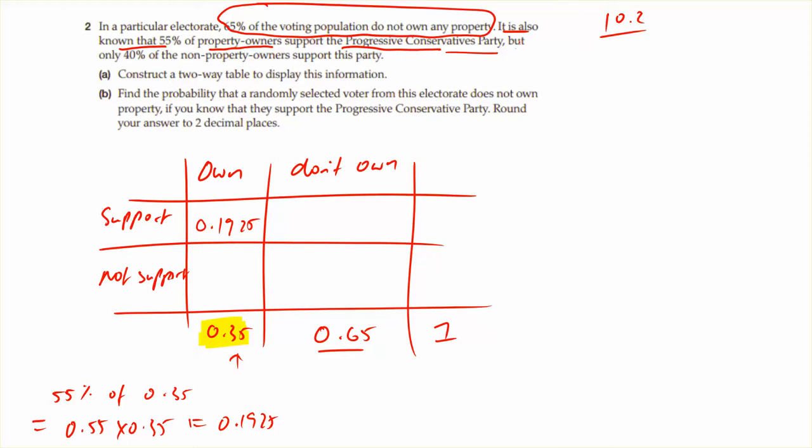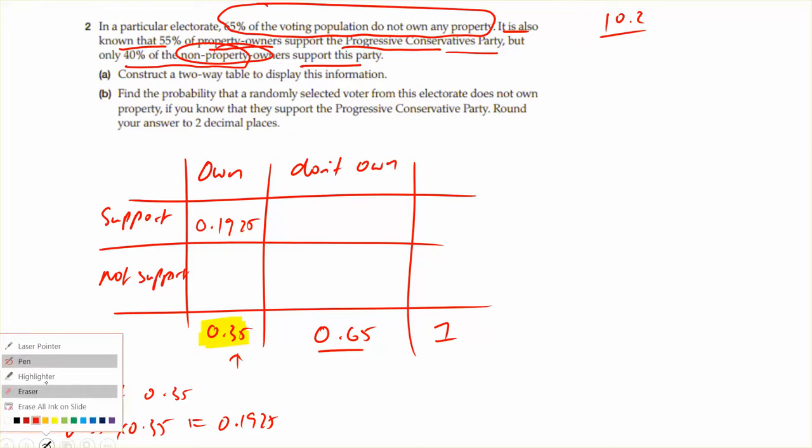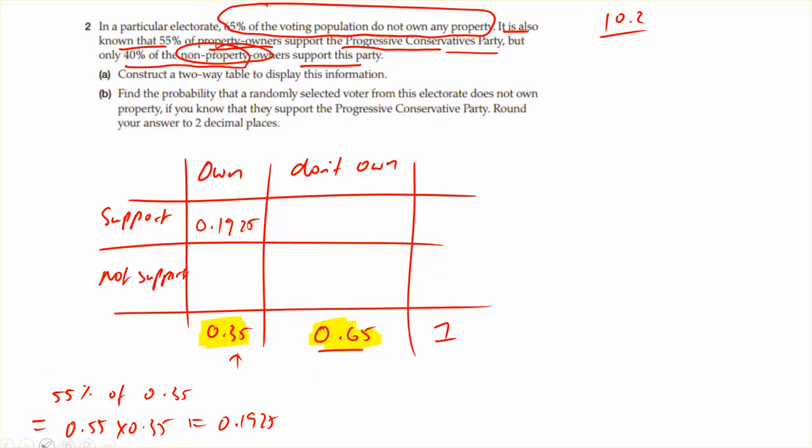Now we're given another piece of information. It says but only 40% of non-property owners support the party. So non-property owners is referring to this column, and we want 40% of it. So 40% of non-property owners, which is 40% of 65%. So we work this out: 0.4 times 0.65 gives you 0.26. Okay, so don't own and support is 0.26.